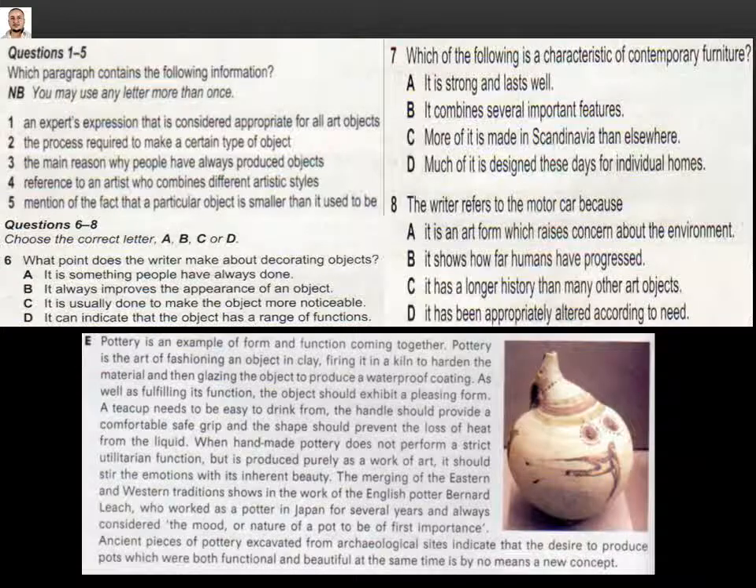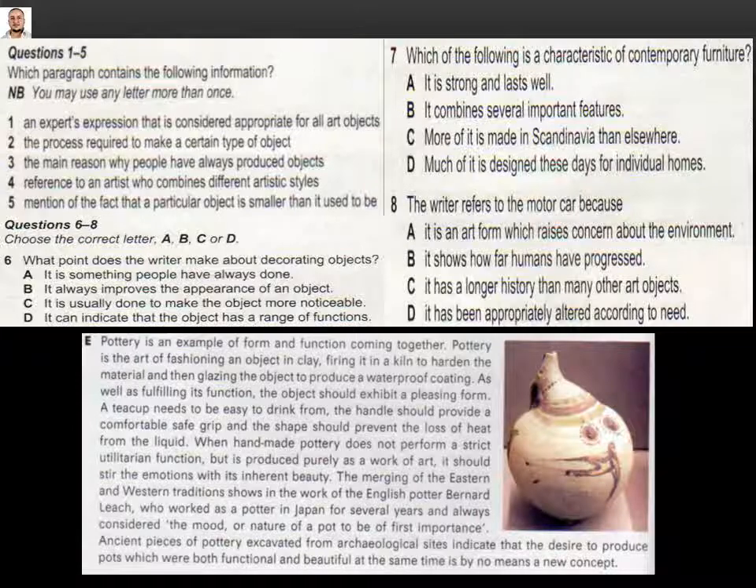In the 9th line, the merging of the Eastern and Western traditions shows in the work of the English potter Bernard Leach. Reference to an artist, Bernard Leach, who combines different artistic styles, the merging of the Eastern and Western traditions. So this is the answer of number 4. We find the information here. Number 5 doesn't talk about that. We have already taken 6 and 7.